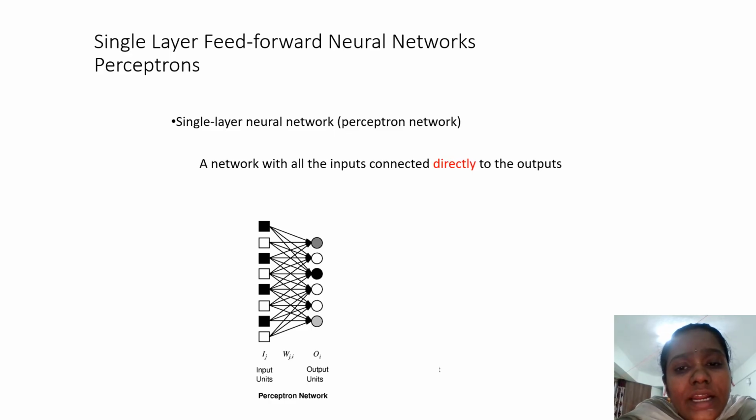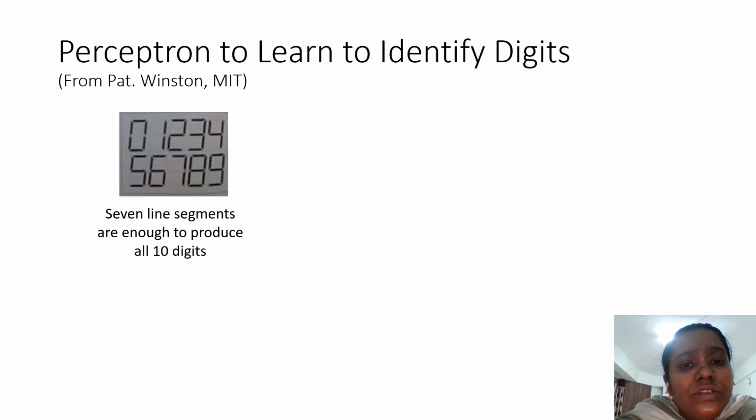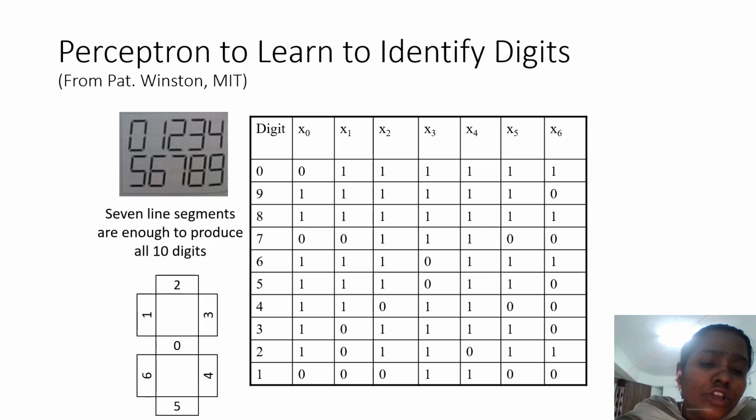A network with all inputs connected directly to the outputs. The output units all operate separately, with no shared weights. Each output unit is independent of the others, which can limit what can be studied about the output. So this is a perceptron learning to identify digits 0, 1, 2, 3, 4, 5, 6, 7, 8, 9, and there are 7 segments present to produce the 10 digits, each digit consisting of a pattern such as 0, 1, 1, 0, 1, 1, 1, 1, 0.